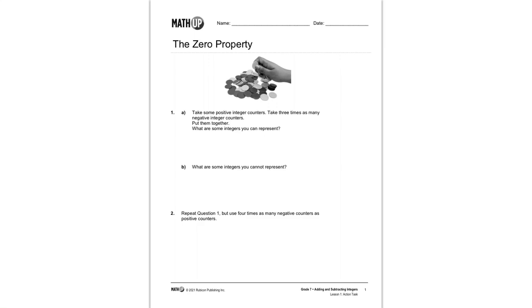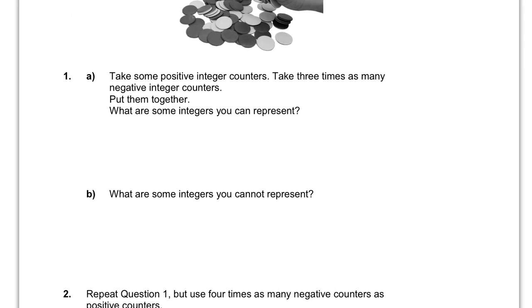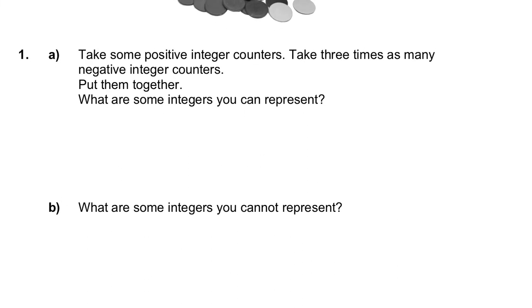Today we're looking at the zero property. This is our lesson 1 action task. Let's get right to it. Here it says, take some positive integer counters. Take 3 times as many negative integer counters and then put them together.